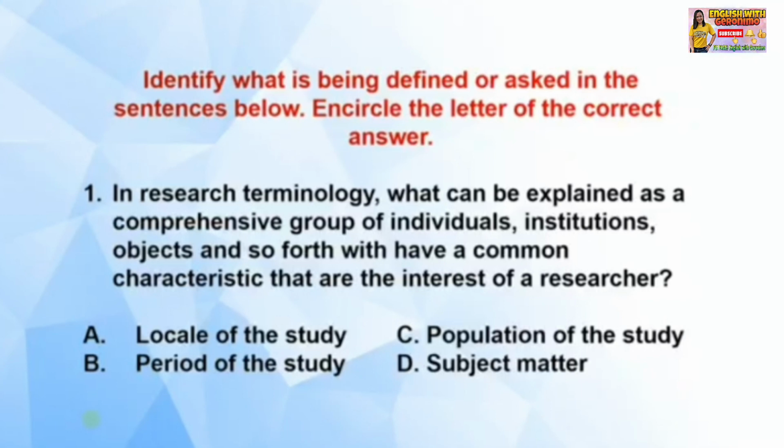1. In research terminology, what can be explained as a comprehensive group of individuals, institutions, objects, and so forth which have a common characteristic that are the interests of a researcher? A. Locale of the study. B. Period of the study. C. Population of the study. D. Subject matter.